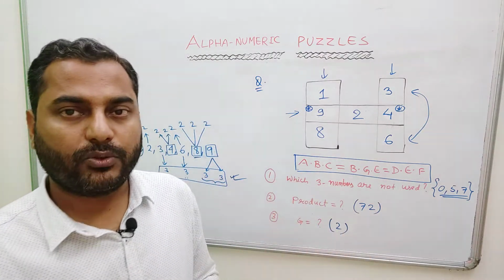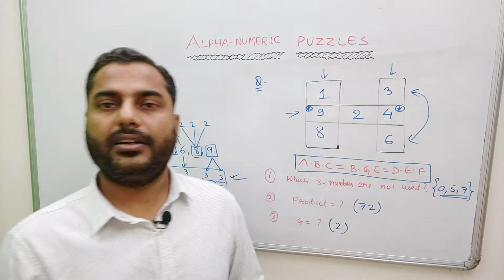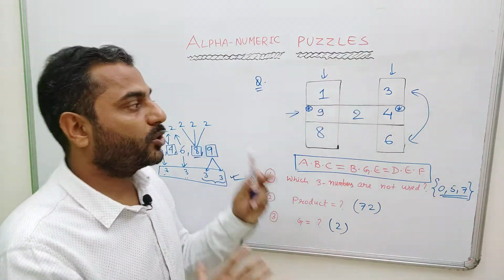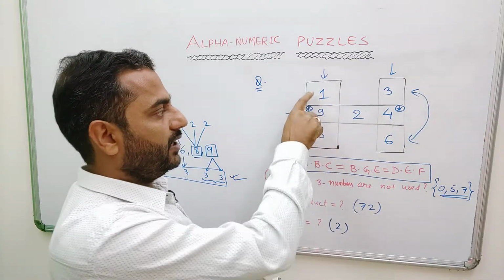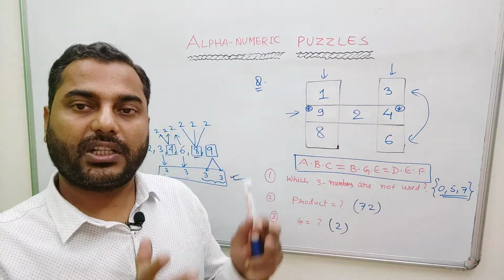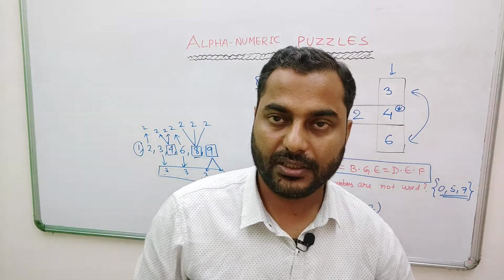So the question to you all will be, what will be the total number of possible solutions of this? My question to you all, please write in the comment after watching this video, what will be the total number of possible solutions? If I interchange them, that will be a different solution. If I interchange these, so what is the possible total number of solutions for this alphanumeric puzzle?